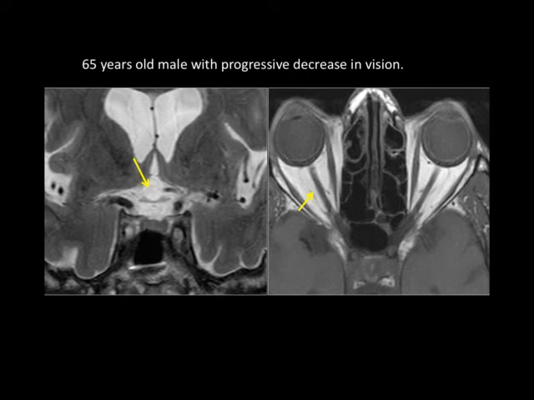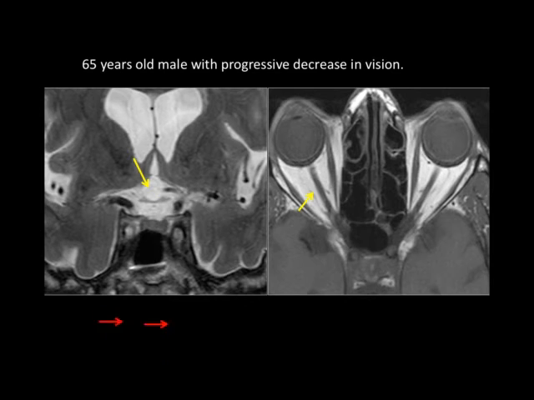The globe is also normal. What is this? What are these? Carotid. It is normal. So basically, there's absence of flow void, right?